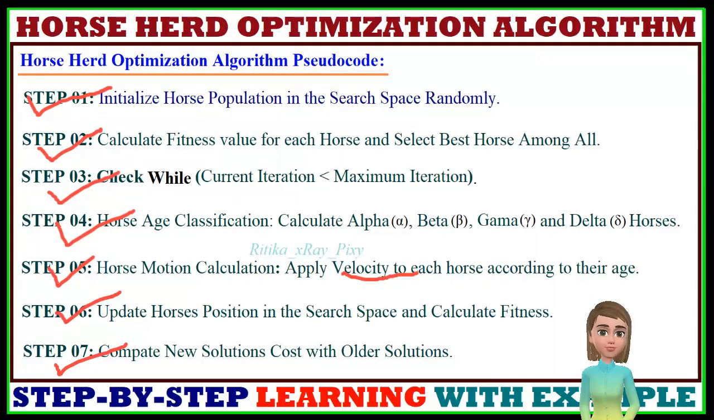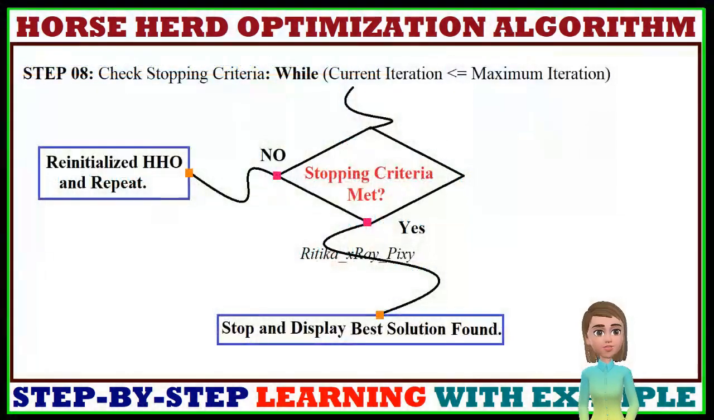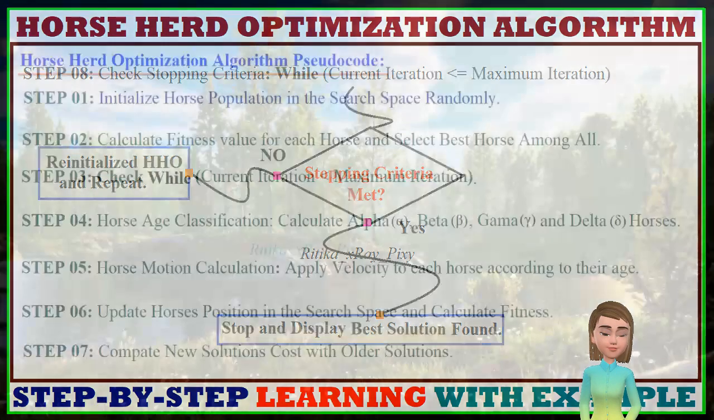fitness value, and we will compare the new solution with the older solutions, and we will check after that. We will check the stopping criteria. If the stopping criteria is matched, then stop and display the best solution that you found in the previous iteration, else we will repeat the loop from step 2.